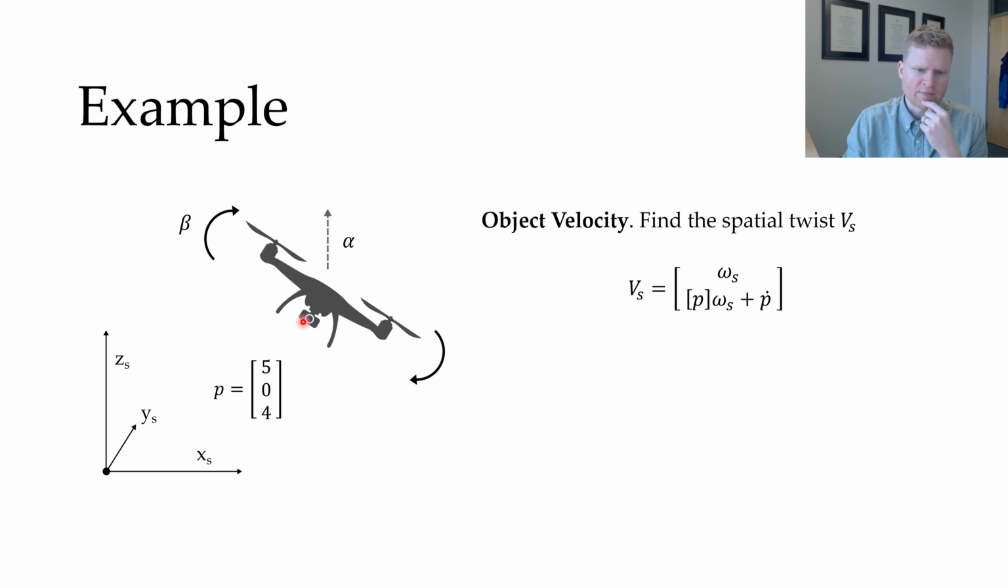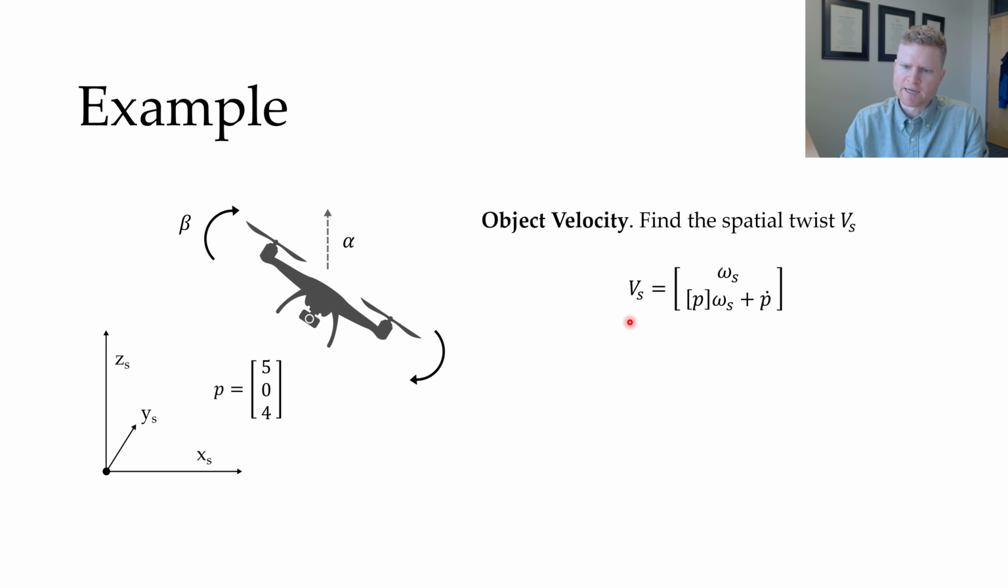And then I've got this drone that's at position p, so it's 5 units along the X-axis and then 4 units up along the Z-axis. So here's my drone. The drone is translating upwards with linear velocity alpha, and then it's rotating with a magnitude of beta, and it's rotating the way I've tried to draw it, clockwise around the y-axis, which is going into the screen. So it's trying to rotate around this y-axis.